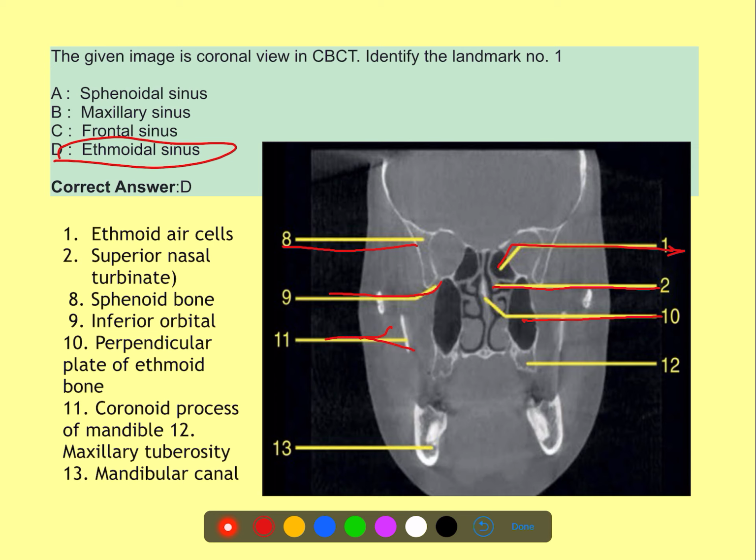11th is coronoid process. And this is a section. 12th is a maxillary tuberosity. And 13th is a mandibular canal. This here.